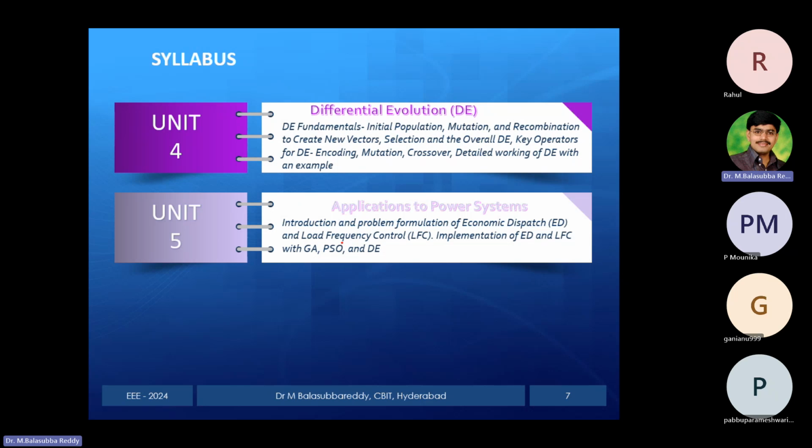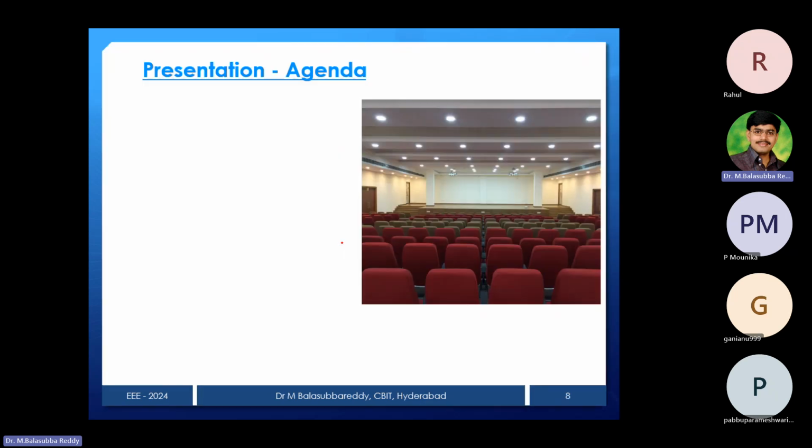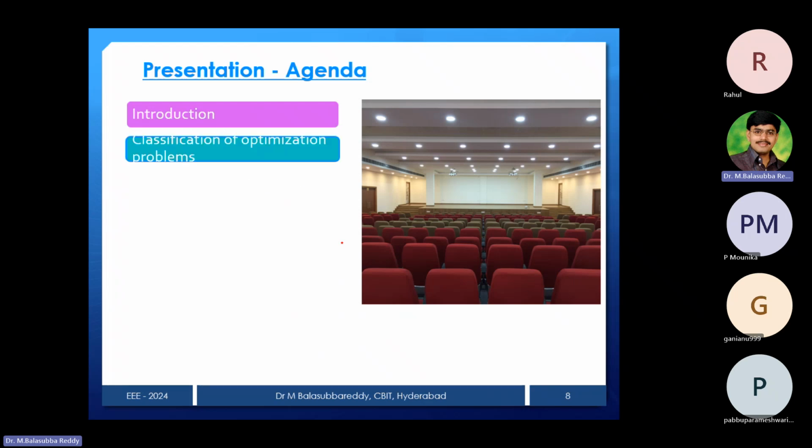So this is about the syllabus. Now we come to the first unit. As I mentioned, fundamentals in the first unit. Introduction. As per the syllabus, classifications of optimization problem. We'll see only the introduction part today. After that, we are going to solve the classifications of optimization.